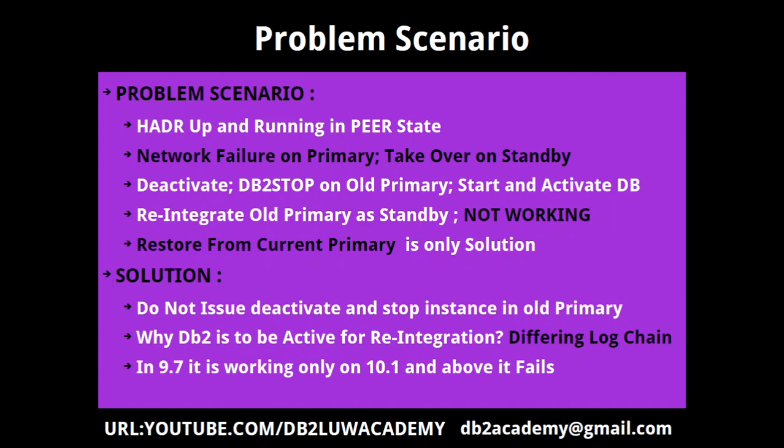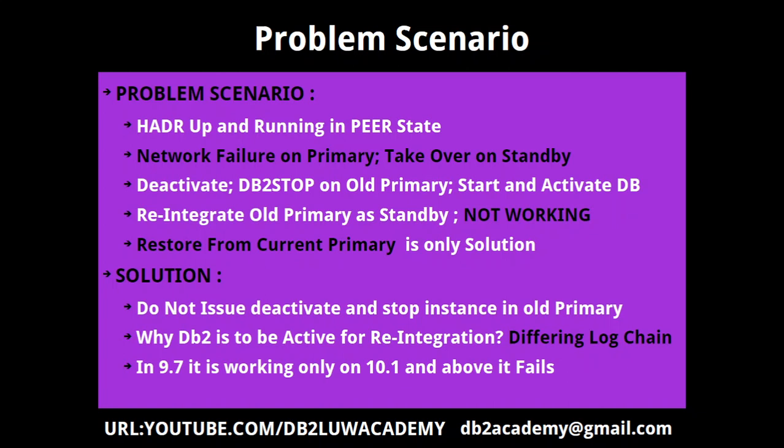So the old primary should not be primary anymore, because if the network gets fixed, then there will be two primaries running on the system. So this is a split brain scenario. In 9.7 the split brain scenario was not well addressed. So maybe in 10.1 and above, to address that issue they have done this, but the side effect is very huge. That is what I'm saying.